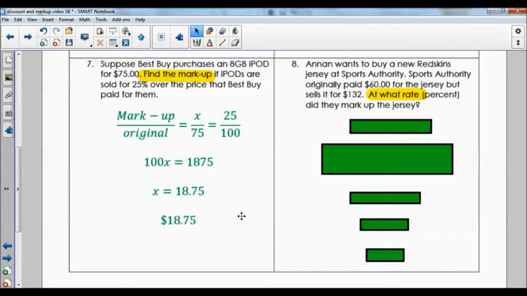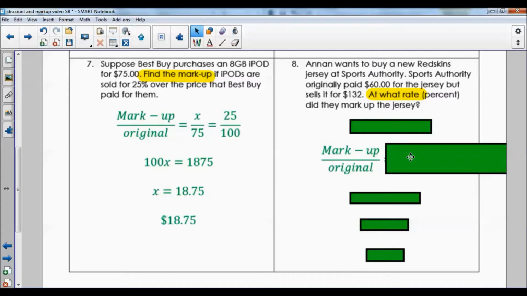Okay, number 8. Anon wants to buy a new Redskins jersey at Sports Authority. Sports Authority originally paid $60 for the jersey, but sells it for $132. At what rate or percent did they mark up the jersey? Okay, so markup over the original is always our proportion. Okay, but if you look here, they don't have the markup just written into the problem. Okay, we have to actually subtract again, right? It was originally $60, they sell it for $132. So if we take $132 minus 60, the markup is actually $72.